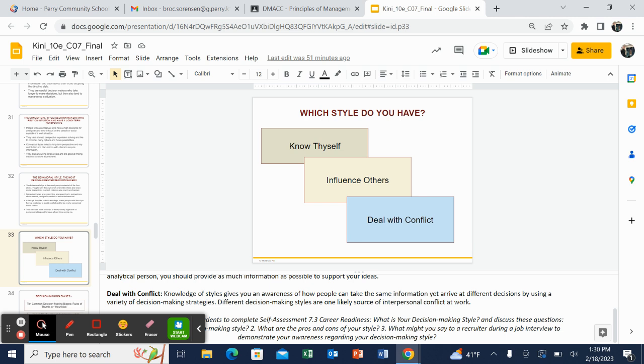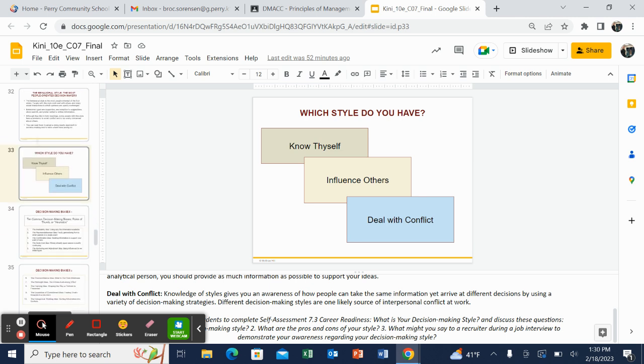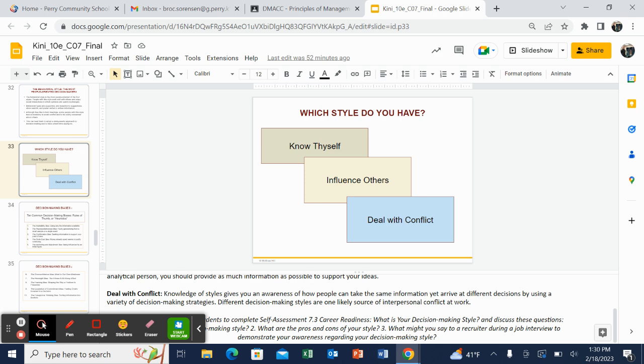So knowledge of styles gives you an awareness of how people can take the same information yet arrive at different decisions by using a variety of decision-making strategies. Different decision-making styles are one likely source of interpersonal conflict at work. So the better you can understand your style and the style of those around you, the better you can work to deal with conflict within your organization.